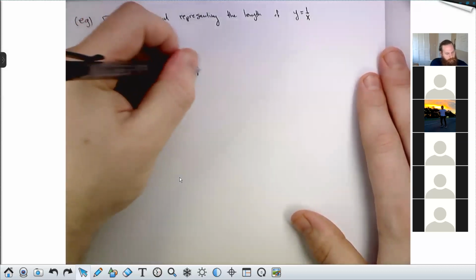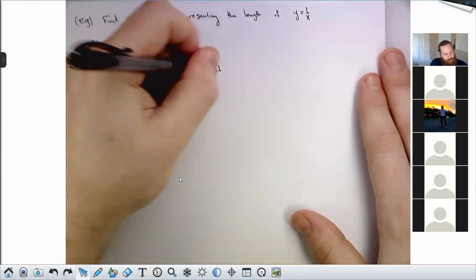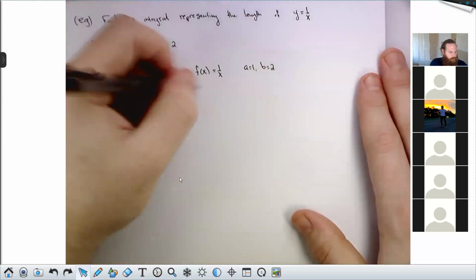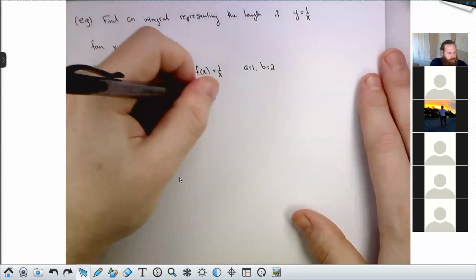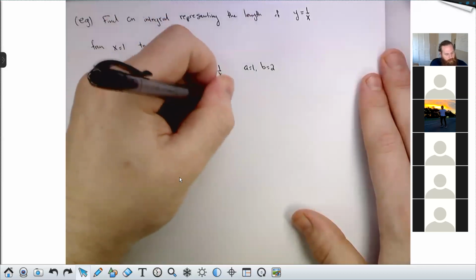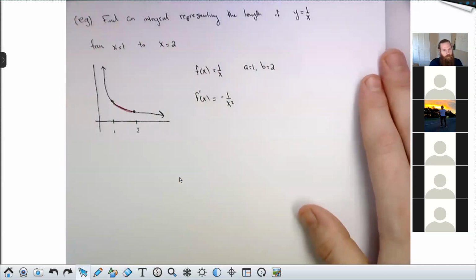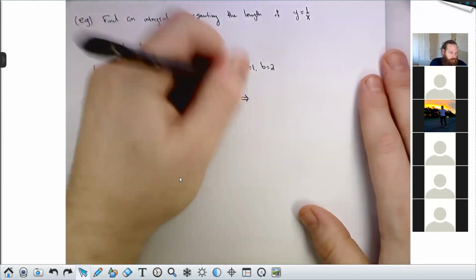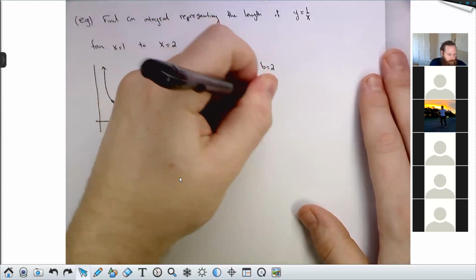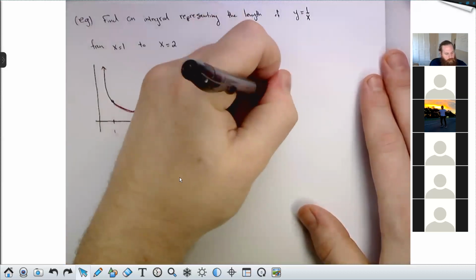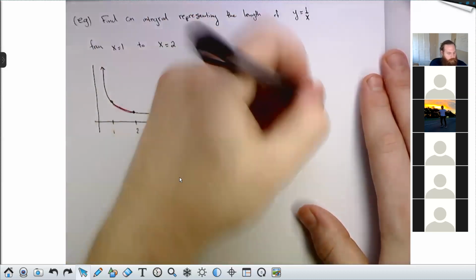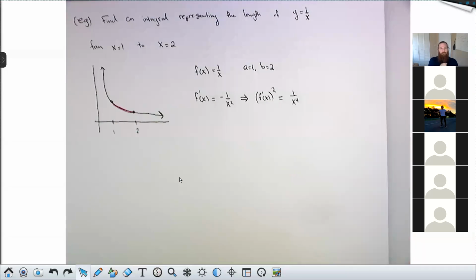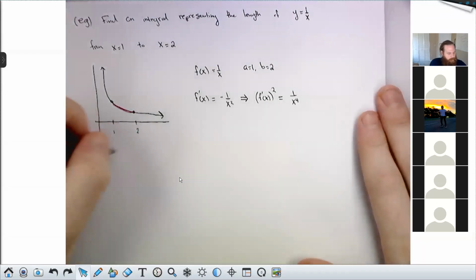So f of x here is 1 over x. a is 1 and b is 2. f prime of x, the derivative of 1 over x, is negative 1 over x squared. Right, negative 1 times x to the negative 2. So f prime squared is negative 1 over x squared, all squared. That's positive 1 over x to the 4.